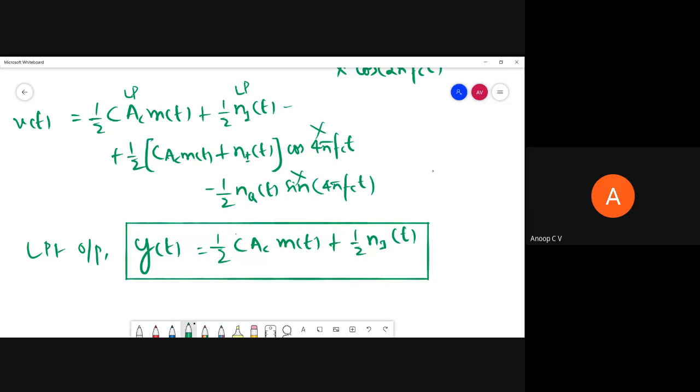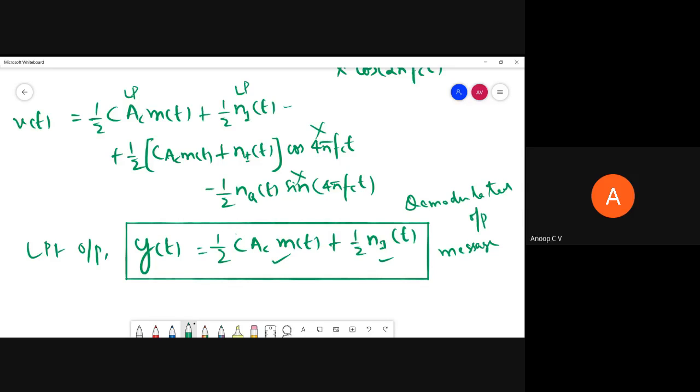So this is the demodulated output, or demodulated message signal. You can see here we have our message term and a noise term. Initially the noise had in phase and quadrature phase components. After product modulation and passing through a low pass filter, you can see the quadrature phase component is completely eliminated. That is an inherent advantage of this coherent detector.